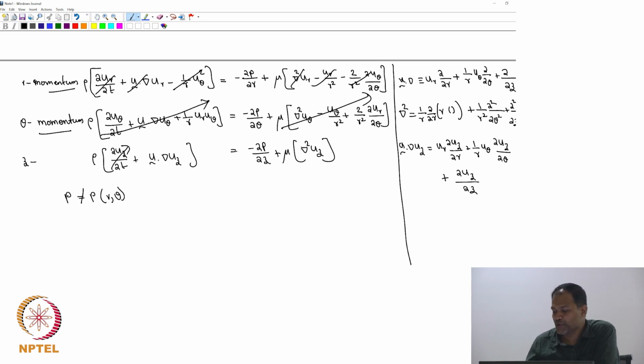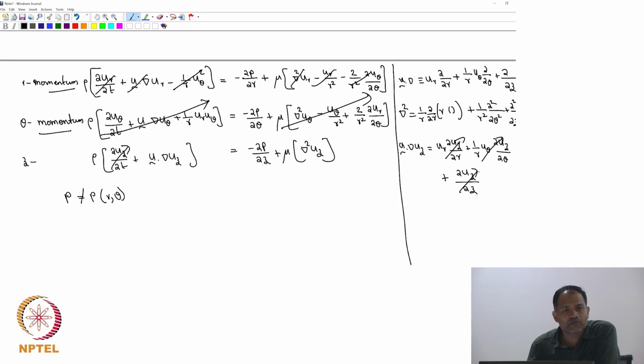How about ur ∂uz/∂r? Is that 0 or non-zero? ur is 0, so it's not there. utheta is 0 and ∂/∂theta is also 0, so that's not there. How about uz ∂uz/∂z? That's also zero, because it's fully developed flow. Fully developed means nothing is changing in the z direction, so that entire term goes away.